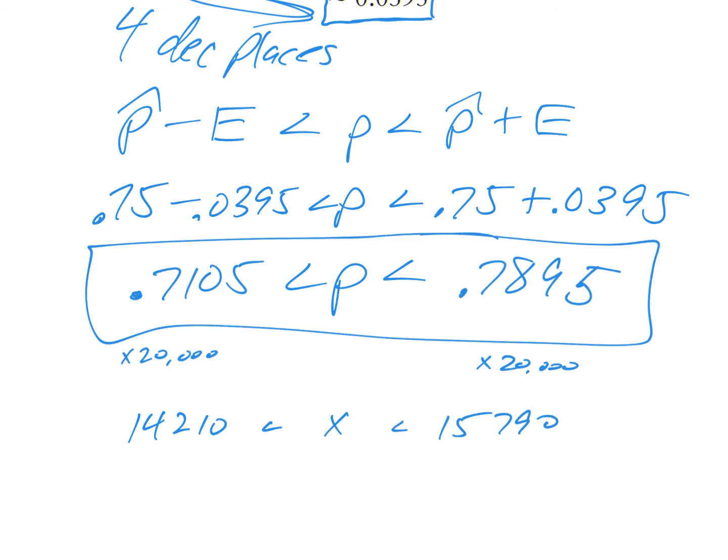And that's our X. X is people, data people in this case. So somewhere between 14,210 and 15,790 people will not get the flu if they get the shot. Make sense? So we just added a little bit more to this example.